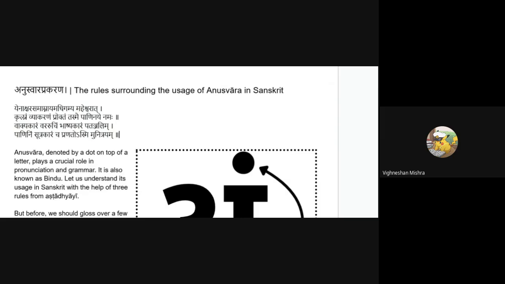What it means is Yena, by whom, Akshara Samamnayam, the system of letters, Adhigamya Maheshwarat, was taken from Maheshwara, Kritsnam Vyakaranam Proktam, and thus, having taken that system, he created the grammatical system and taught it to us. To that Panini who did all of this, my salutations.